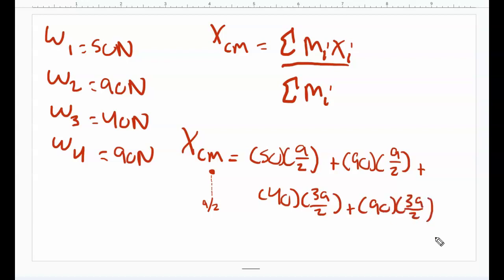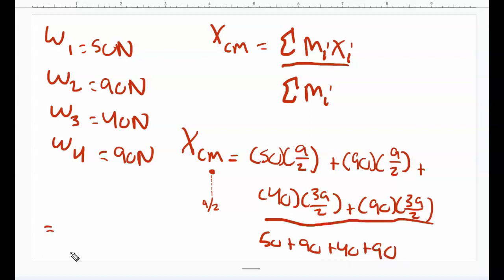If you don't know why it's 3a over 2, go back and look at the picture. Measure from the origin in the x direction to the center of each of those plates. Each plate has a length of a. So if you go to the middle of the plates on the right, that distance in the x direction would be 1.5a, which is 3a divided by 2. Now I have my 4 terms on the top, and then I need to divide by the combined mass, or in this case, the combined weight, which would be 50 plus 90 plus 40 plus 90.